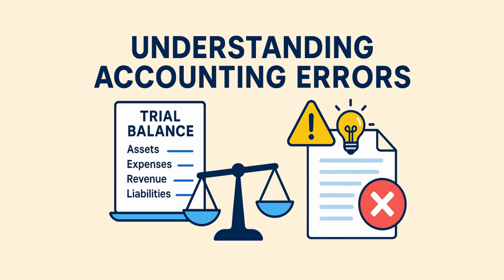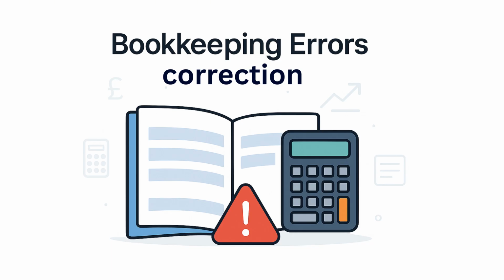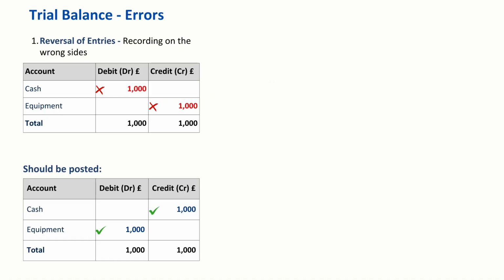Now that we know how the trial balance is prepared, the next step is understanding what can go wrong. Before we can correct mistakes, we first need to understand the different types of errors that can occur in accounting records. First type of error is reversal of entries. This happens when the correct accounts are used, but the debit and credit are swapped.